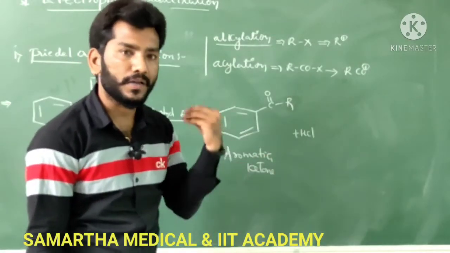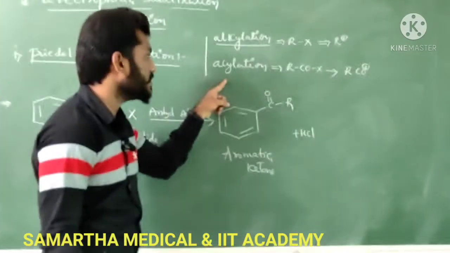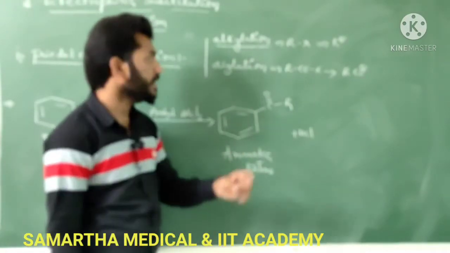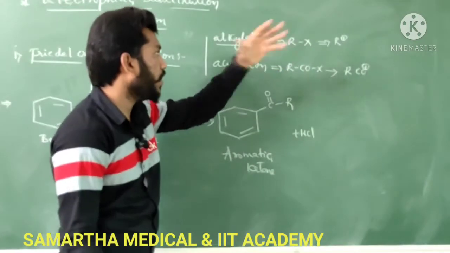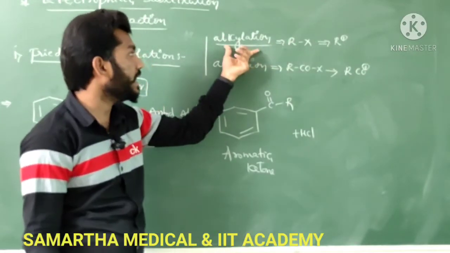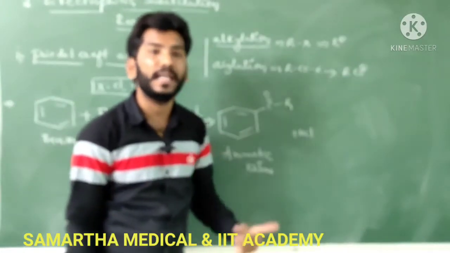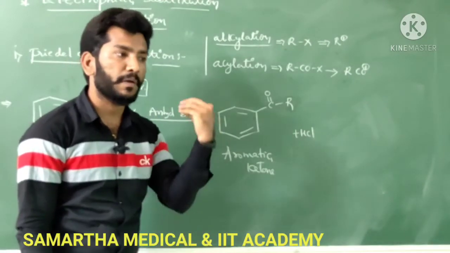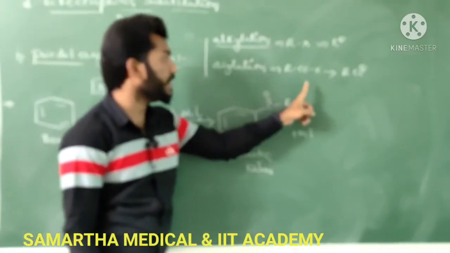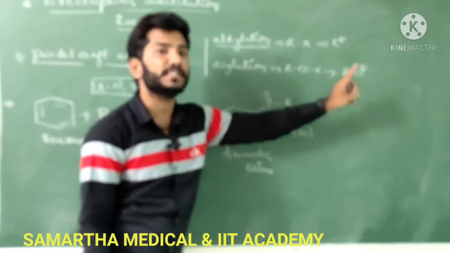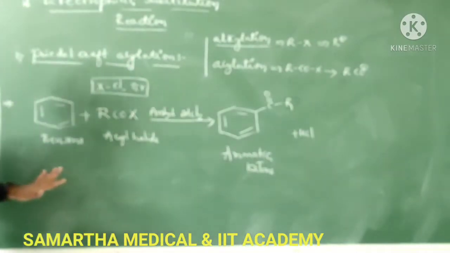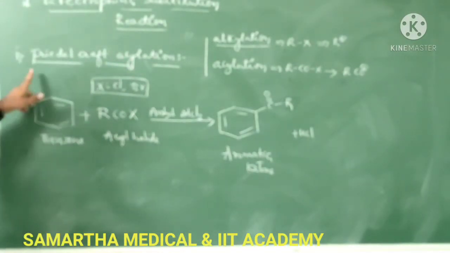This is the total contrast between alkylation and acylation. We have to know these two things. When we go through acylation, we use this compound, RCOX, and when we go through alkylation, we use RX. In alkylation R is an alkyl group, either methyl or ethyl carbocation. In acylation, with RCOX, the electrophile must be RCO+. Very easy, right? So this is the general reaction for Friedel-Crafts acylation.